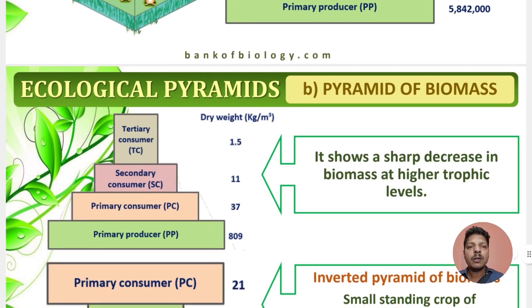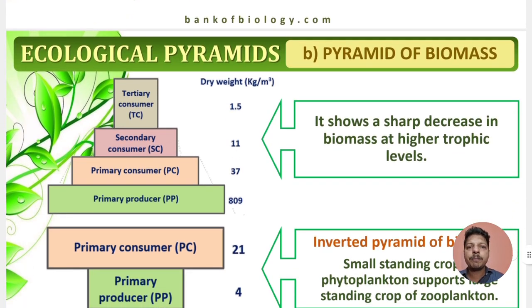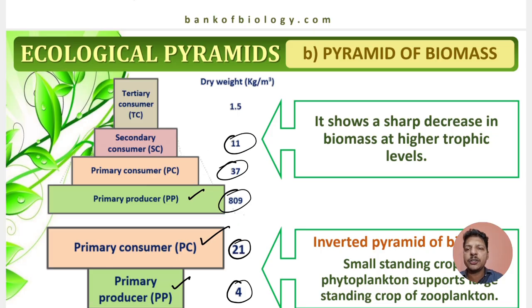Then coming to the pyramid of biomass, here also it shows primary producers are this number 4, primary consumers 21, and primary producers here also 809, primary consumer 37, secondary consumer this, and tertiary consumer 1.5. It is dry weight mentioned, in kilogram per cubic meter.